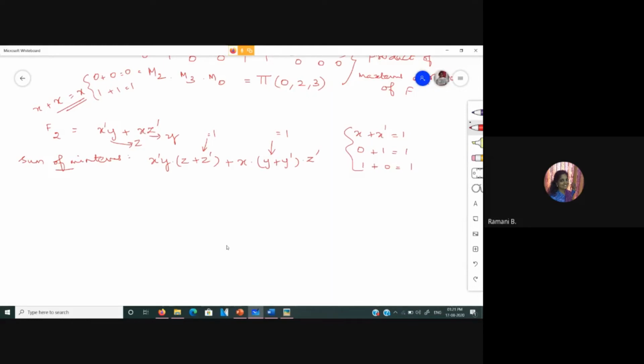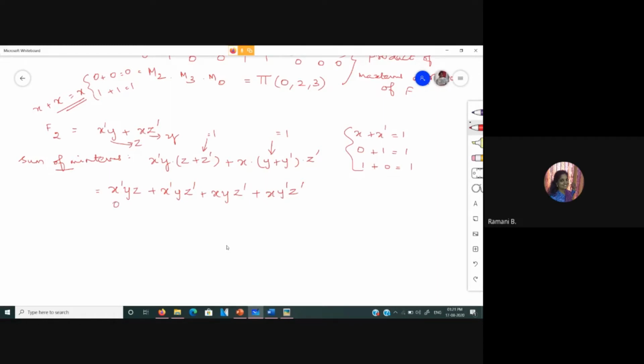So now applying the distributive law, x bar y z plus x bar y z bar plus, here you have x z bar, so based on that, x y z bar plus x y bar z bar. So you need to next check whether you are having any repetitive terms. I don't think you have any. So this is the sum of minterm expression.